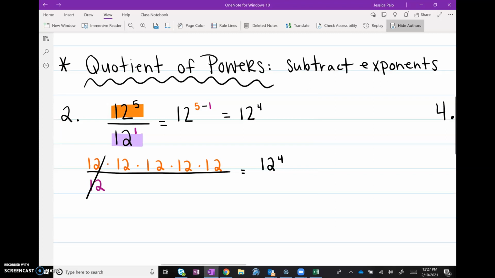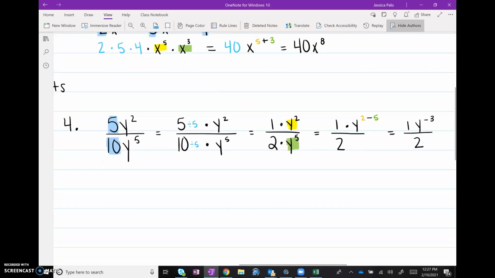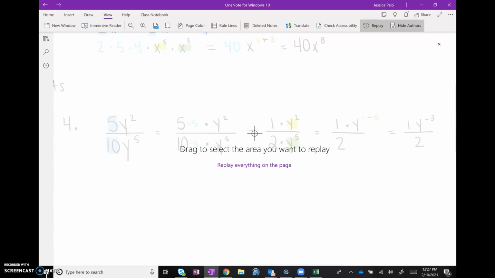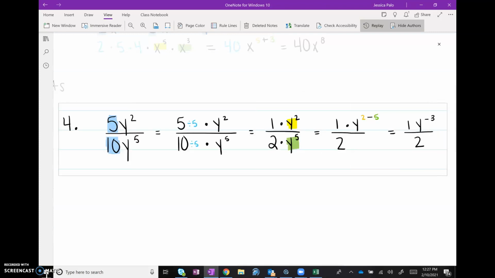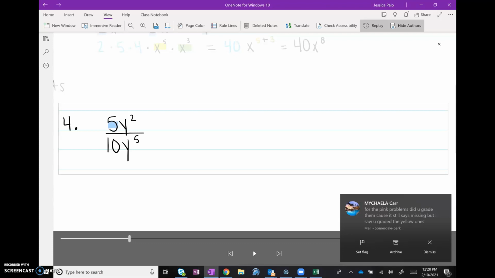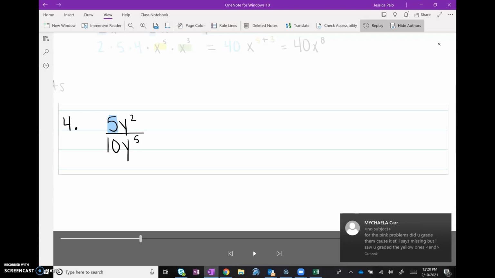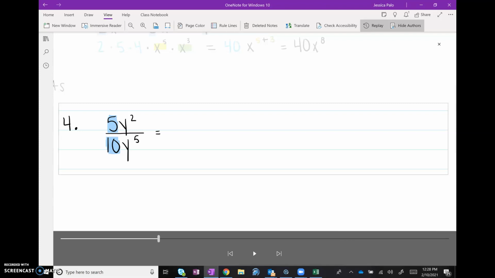Our second example involves coefficients. So we have the problem 5y squared over 10y to the 5th. First, let's identify our fraction, 5 over 10. So we're going to separate our fraction from our variables and exponents.